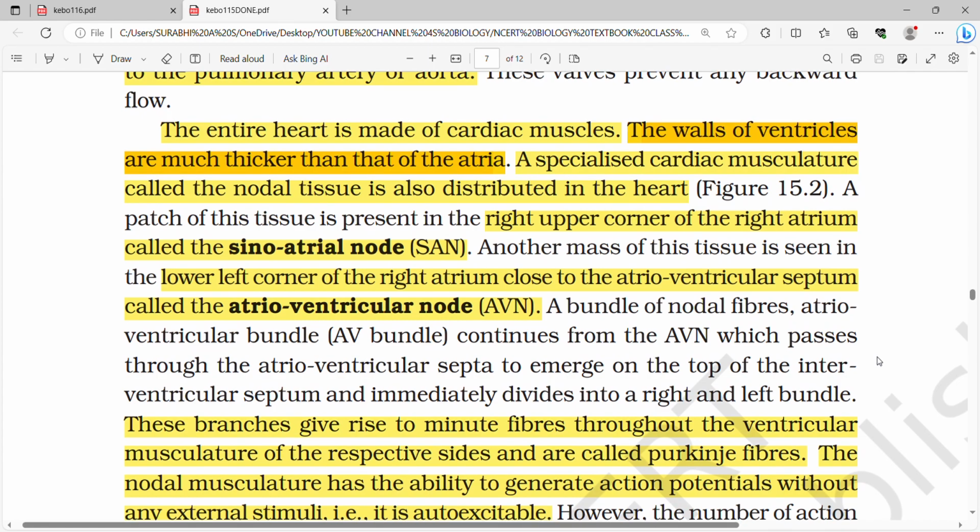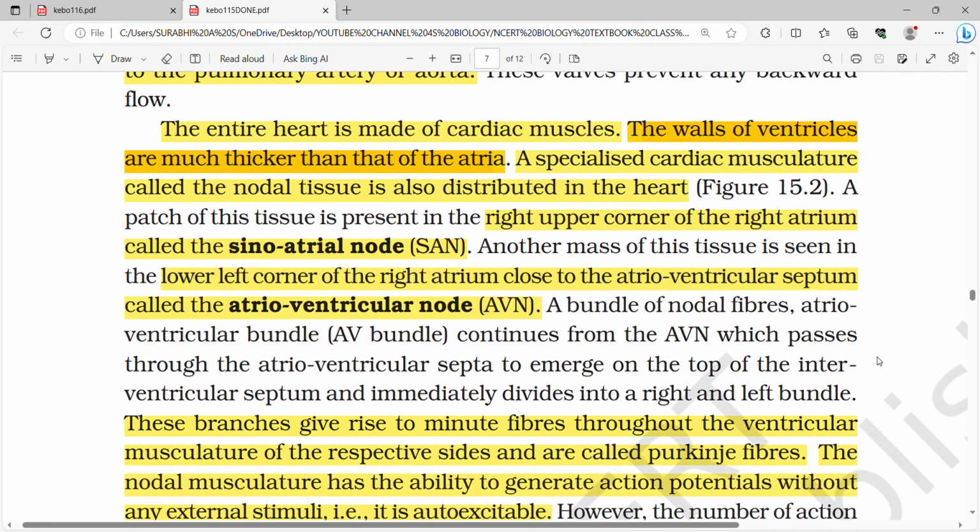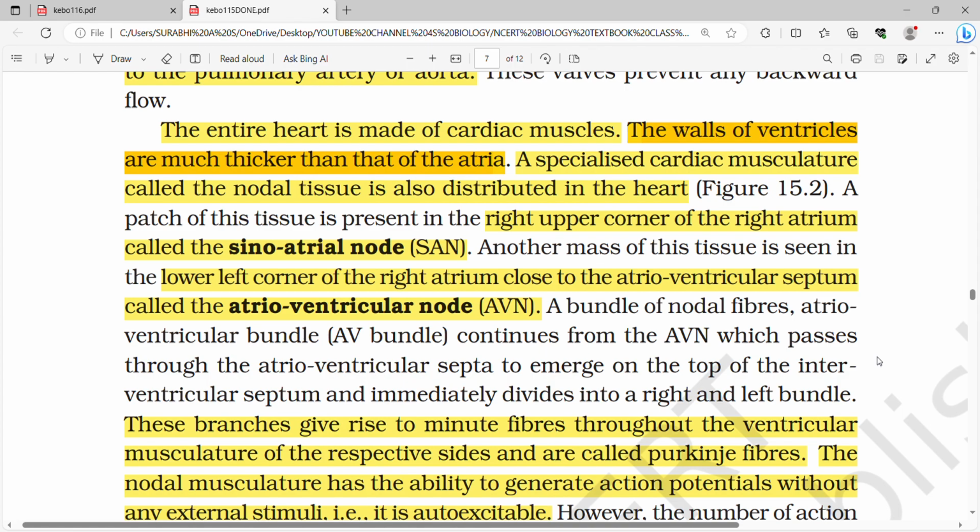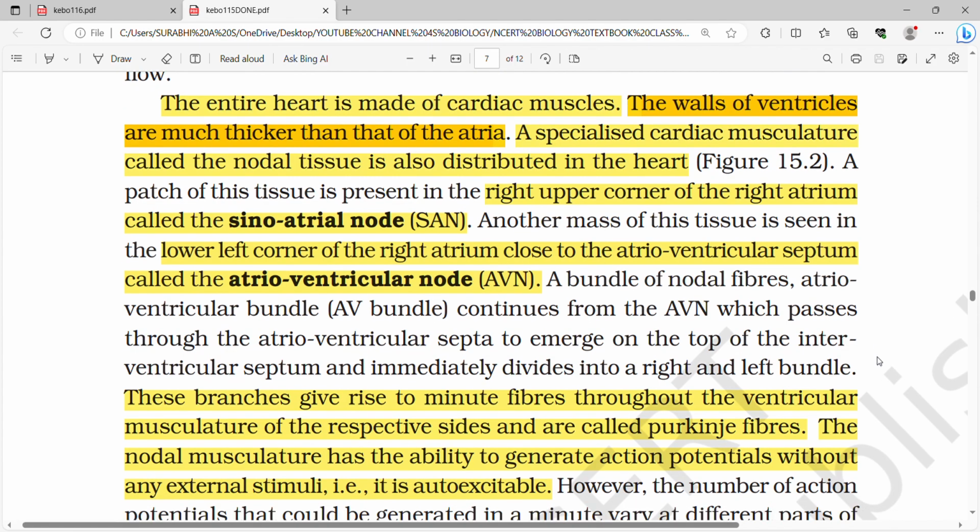Next, the entire heart is made up of cardiac muscles. Cardiac means heart, so cardiac muscles. The walls of the ventricles are much thicker than those of the atria, so this is important. A specialized cardiac musculature called the nodal tissue is also distributed in the heart.